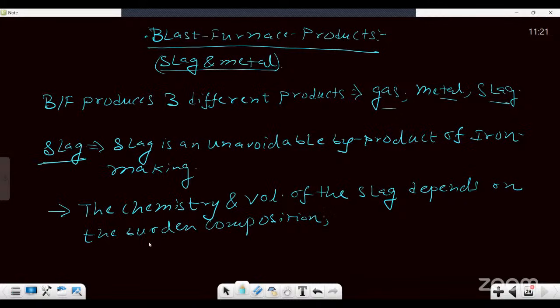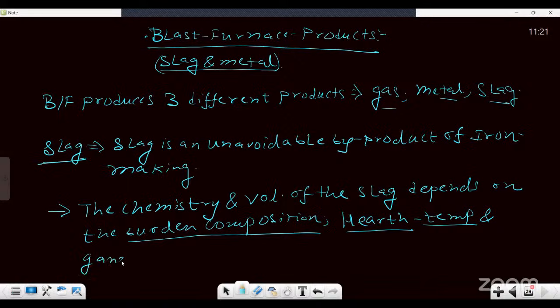It depends not only on the burden composition, it also depends upon the hearth temperature. Hearth temperature is very, very important. And it also depends upon the gangue constituents. Here, since the interest is in the molten products, more specifically the metal, whose chemistry is ultimately decided by the hearth temperature, the hearth temperature is considered to be the operating temperature of the furnace.